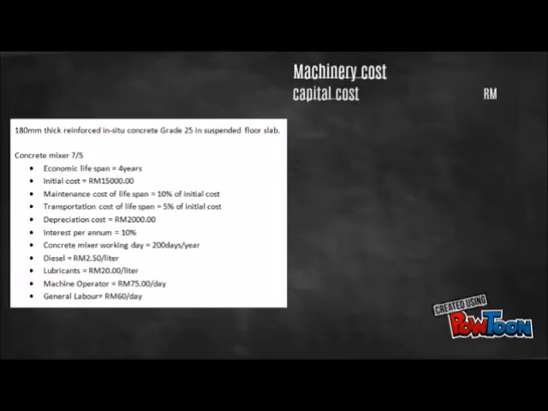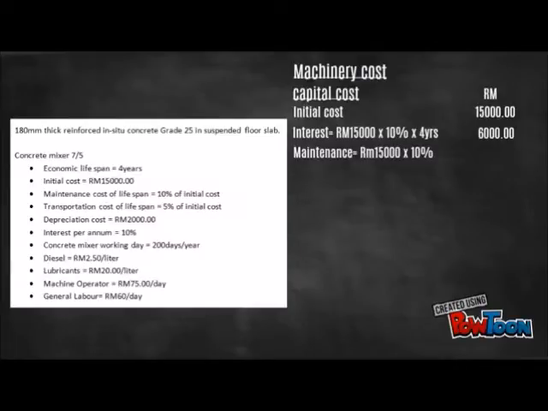Next is the calculation of machinery cost. First item in capital cost is the initial cost of the machine. Following is the 10% of interest per annum times its economic lifespan, which is 4 years. 10% of maintenance cost, and 5% of transportation cost.